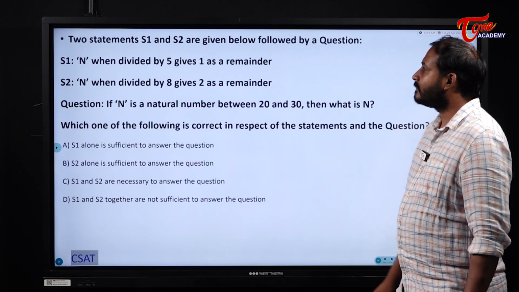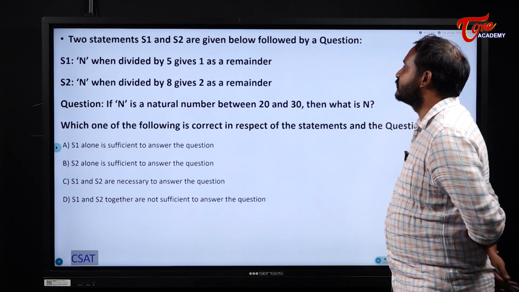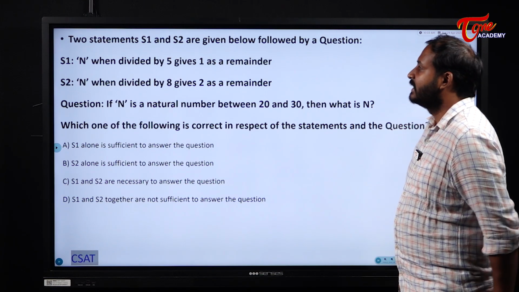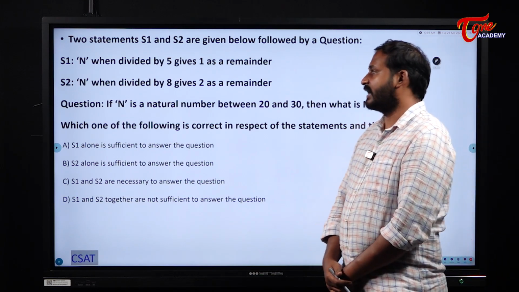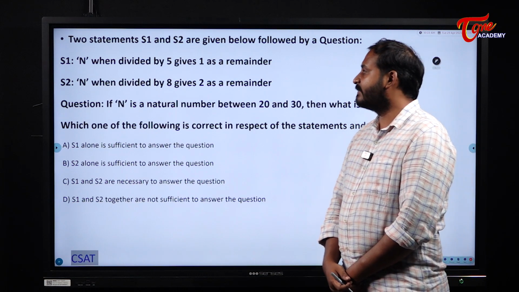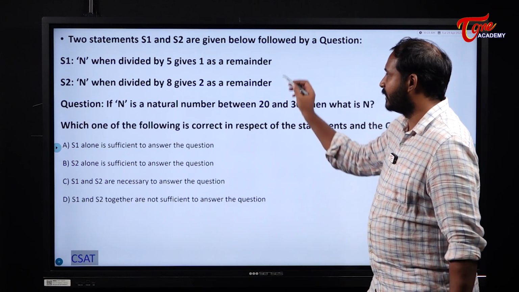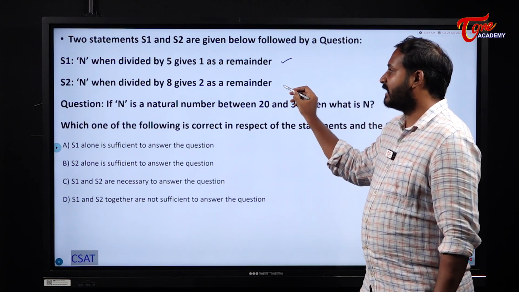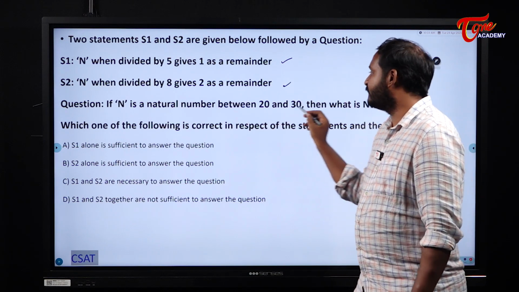Next one. 2 statements S1 and S2 are given, followed by a question. N when divided by 5 gives 1 as a remainder. N when divided by 8 gives 2 as a remainder. Okay, first statement and second statement. N is a natural number between 20 and 30.